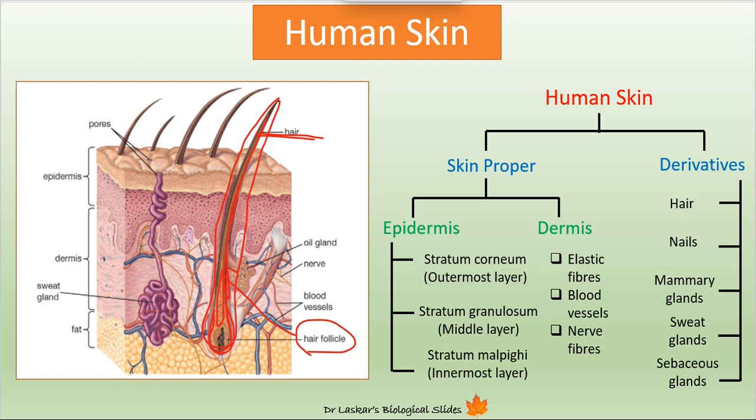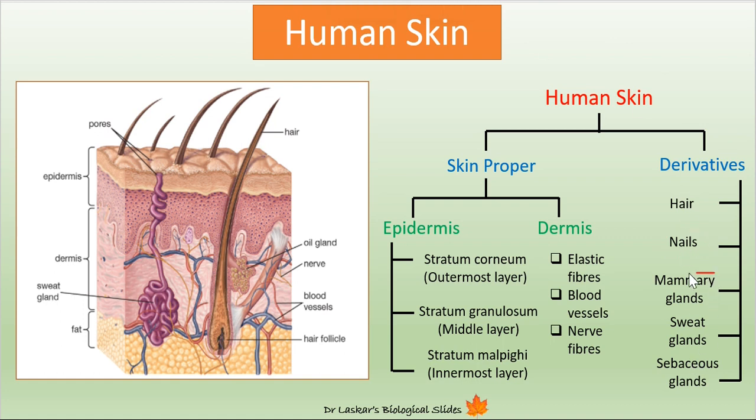Now the second derivative of the skin is the nail. Nails are hardened keratinous plate-like structures that mainly grow as dead cells from the nail root, which lies below the skin at the base. The nail is made up of three parts: the nail plate, the nail root, and the matrix.